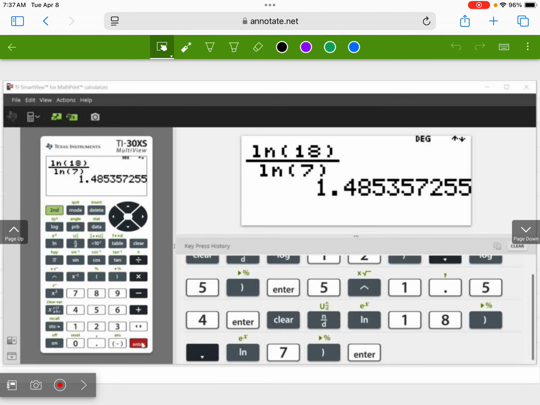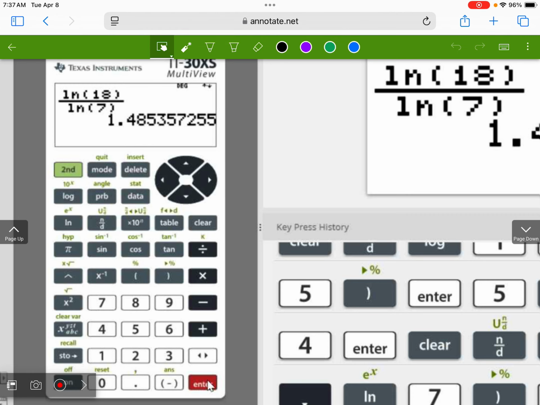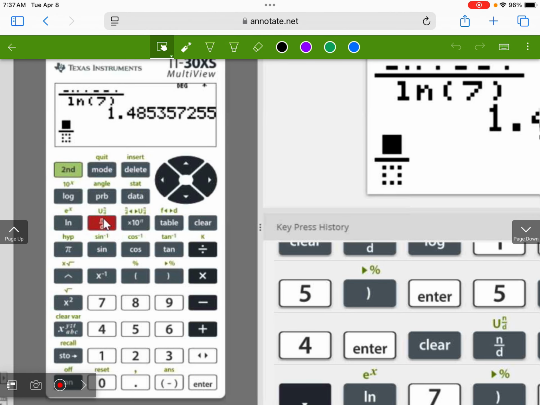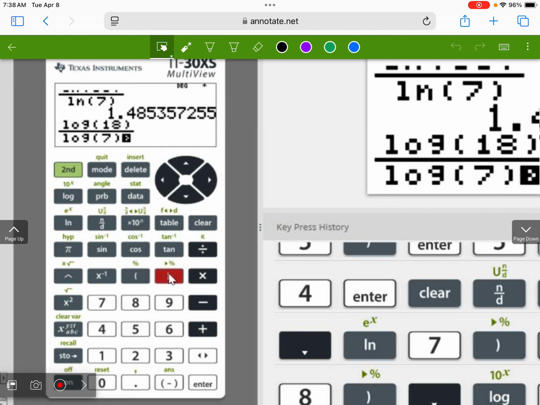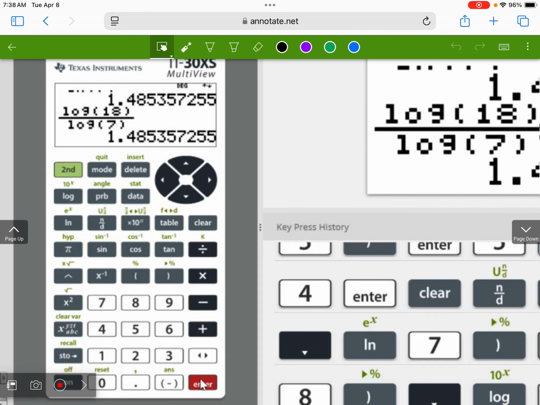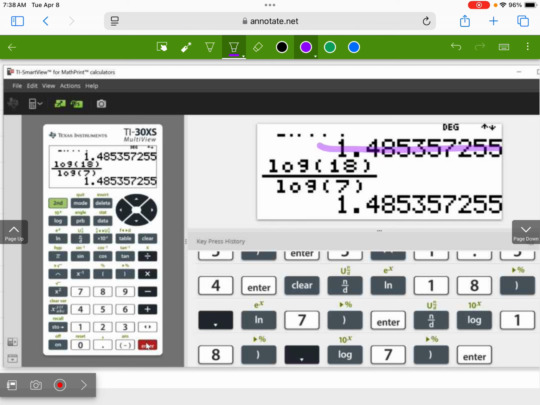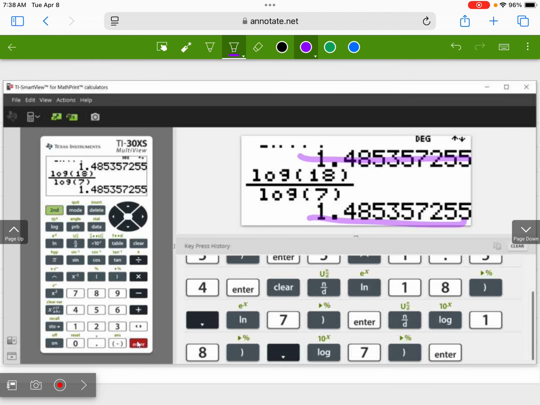Just to show you, you do not have to do it both ways, but it really does not matter if you use common log or natural log. If I did the exact same thing with the common log instead, we get the exact same answer. Let me use the big screen to show that. It does not matter if you use common log or natural log, as long as you're matchy-matchy. It has to be matchy-matchy.